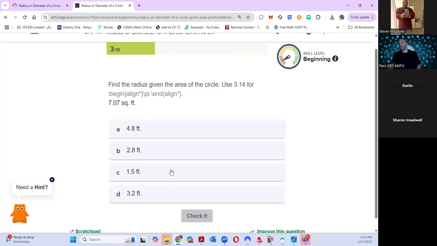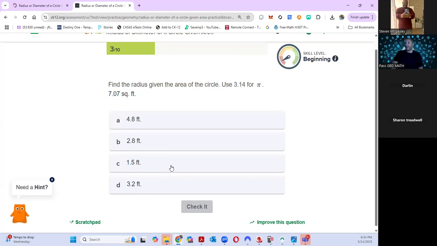Perfect. Right here: find the radius given the area of the circle. Use 3.14 for pi. The area is 7.07 square feet. This is what you do. First of all, identify your givens. What are the givens? What are they asking us to find?